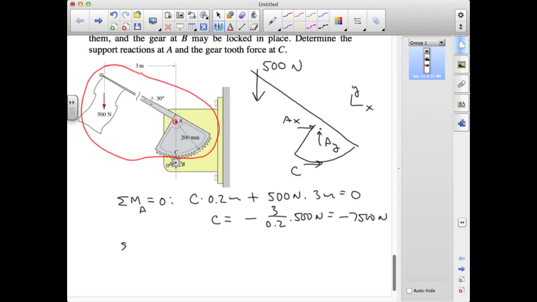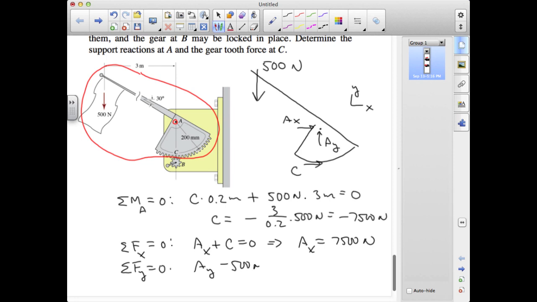And then we can use force equilibrium to find the reactions at A. So we simply have AX plus C equals 0, and that tells us that AX is equal to minus C, or AX is equal to 7,500 newtons. And in the vertical direction, we have AY minus 500 newtons equals 0. So AY is just equal to 500 newtons.